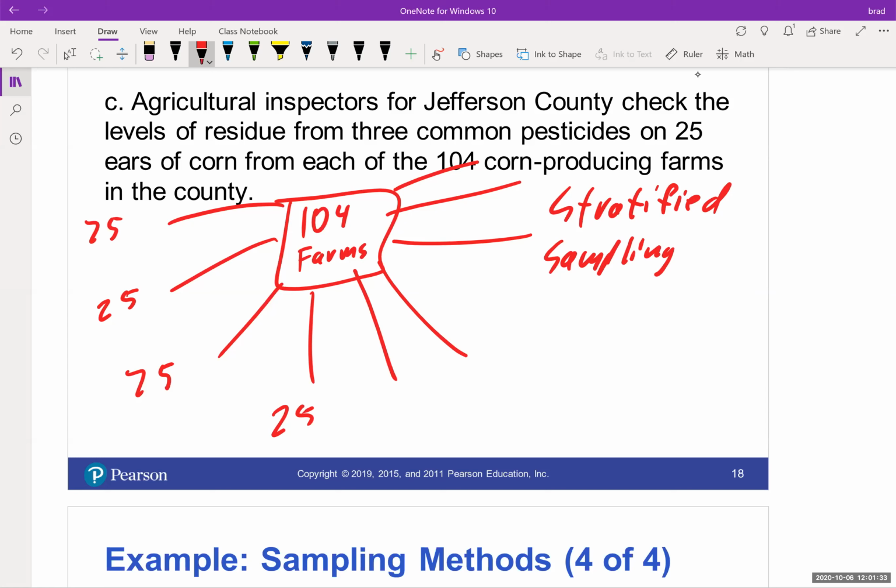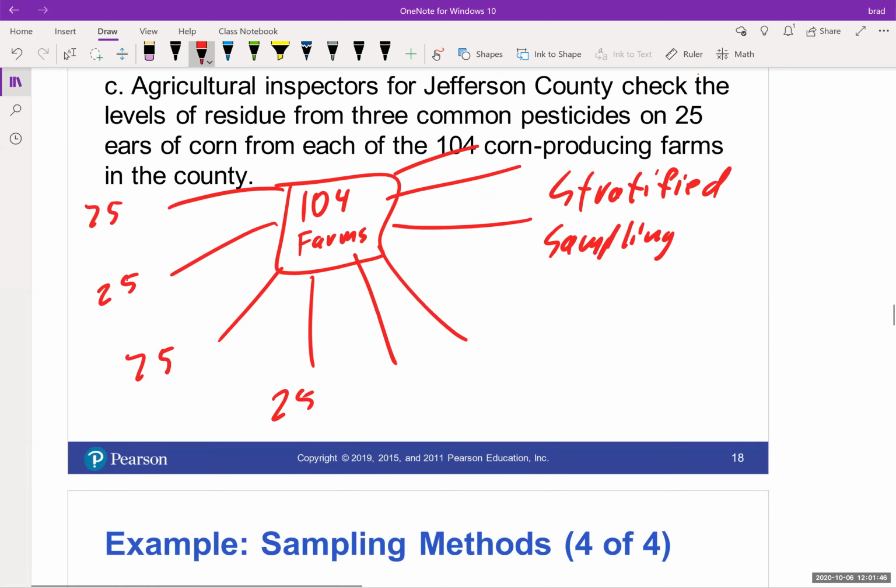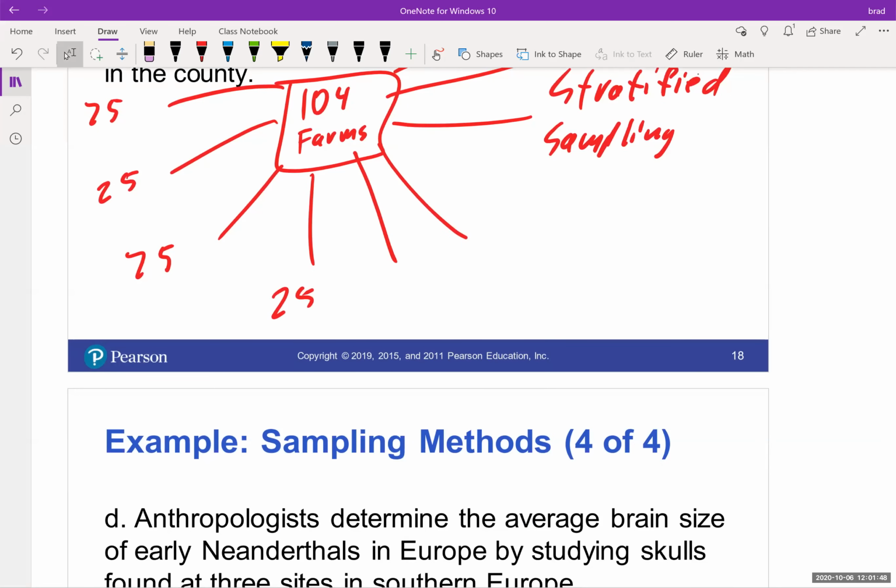Okay. So I feel like this is definitely a stratified sampling. And I would say that this would also be a good representative because they're taking from all the farms. Now, they're not taking every ear of corn from the farm. They're only taking a sample from each, but that's exactly what stratified sampling does. And I think this would be a good representative of the population, okay?